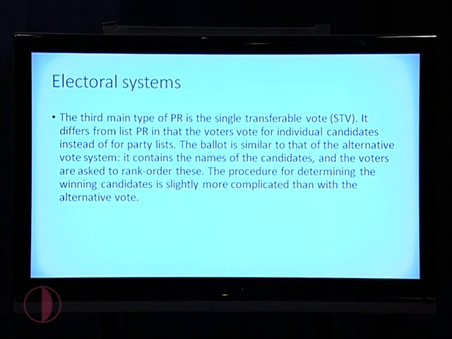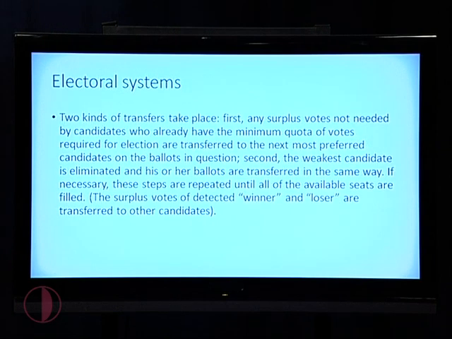The third main type of proportional representation is the single transferable vote. It differs from list proportional representation in that the voters vote for individual candidates instead of party lists. The ballot is similar to that of the alternative vote system. It contains the names of the candidates, and the voters are asked to rank order these. The procedure for determining the winning candidates is slightly more complicated than with the alternative vote.